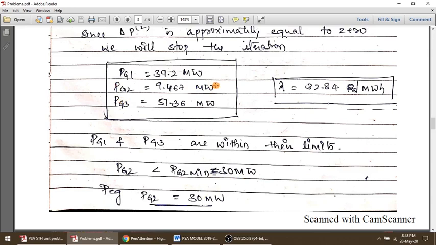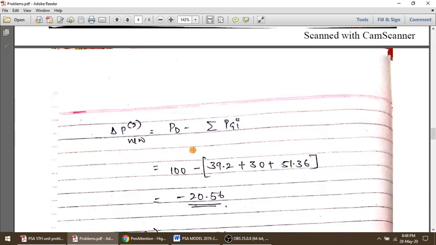So Pg2 is violating its limit. What we do here is that we will fix or peg the Pg2 value equal to 30 megawatt. Since it is less than its minimum value, we have to fix it to 30 megawatt. So we will fix it to 30 megawatt, and then we will calculate the new delta P value.